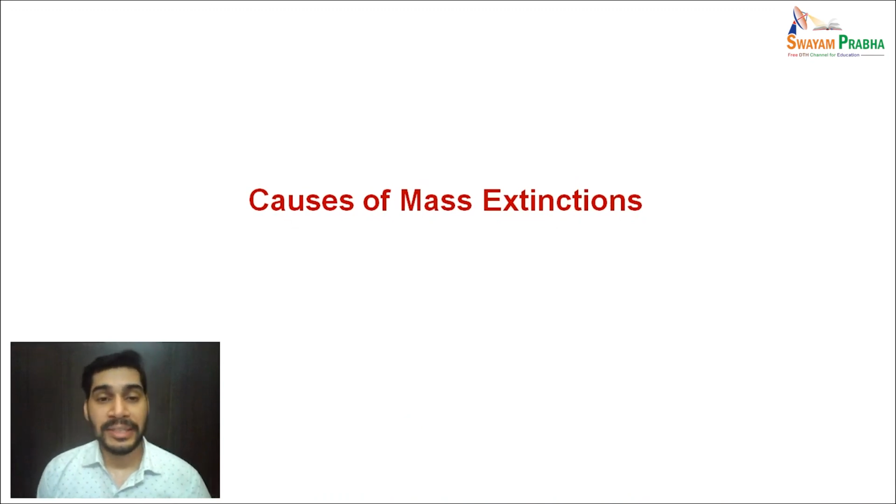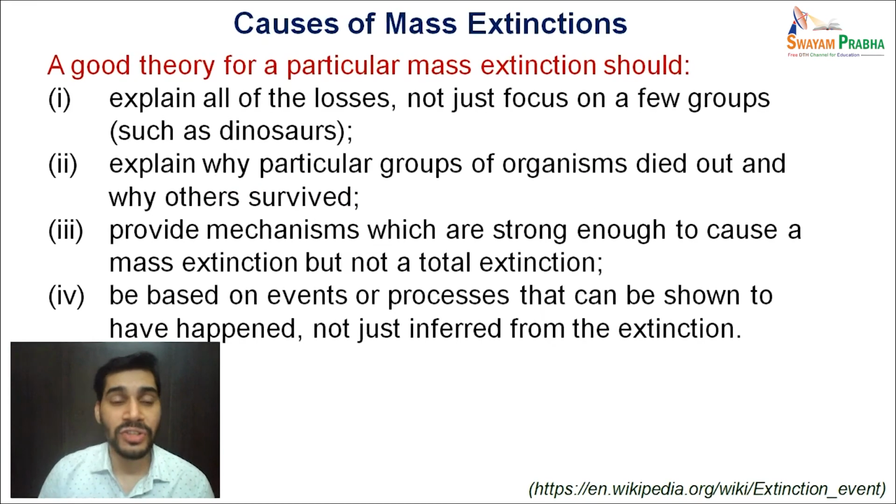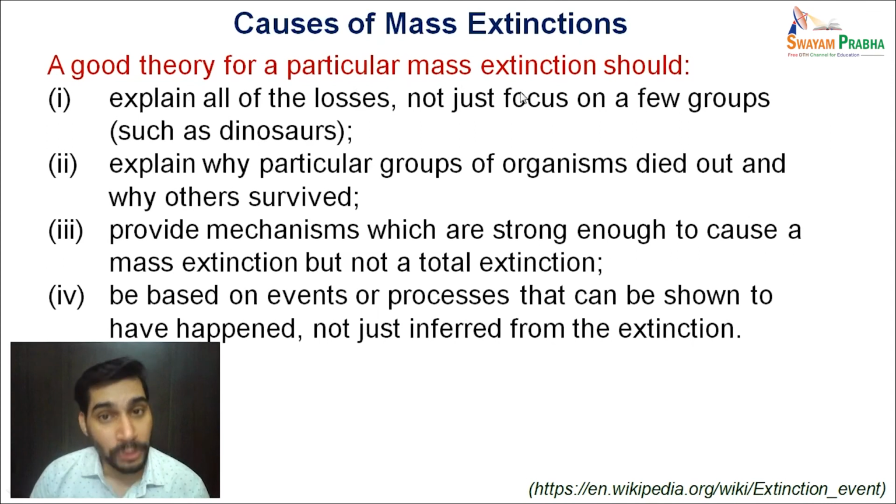Now, let us move ahead towards the causes of mass extinctions. Though we do not know the exact cause of any mass extinction event, there can be a set of criteria or a set of predictions based on which we can tell that probably these have been the causes of mass extinction. Any good proposal or theory for a particular mass extinction to be classified as the cause of that mass extinction should justify some points.